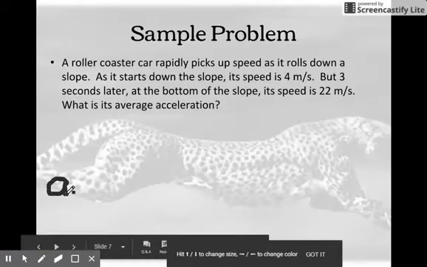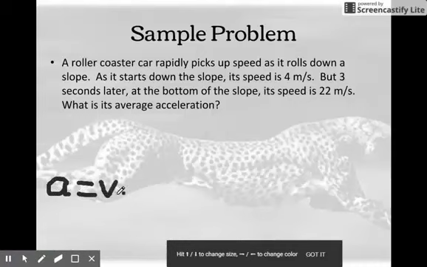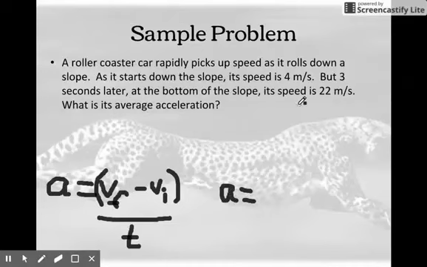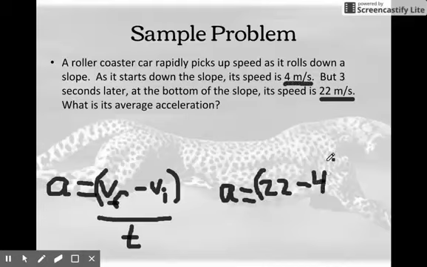Okay, so our equation, acceleration equals final velocity minus initial velocity, all divided by time. Okay, so it wants to know what is the average acceleration. So we're solving for A. Now my final speed at the bottom is 22 meters per second. That should be in parentheses. Minus my initial, how fast I'm going at the top, so 4. All divided by the time it takes me to do that.